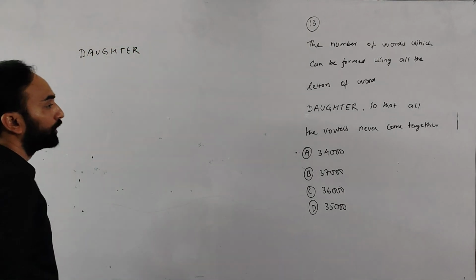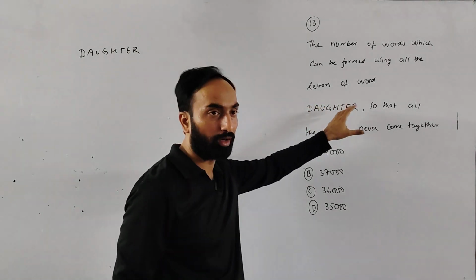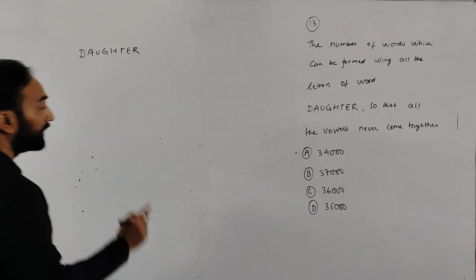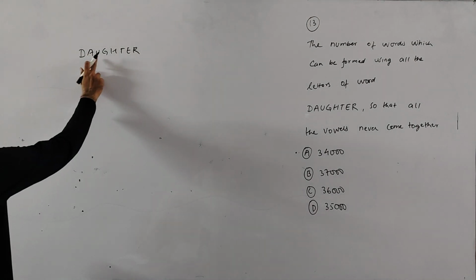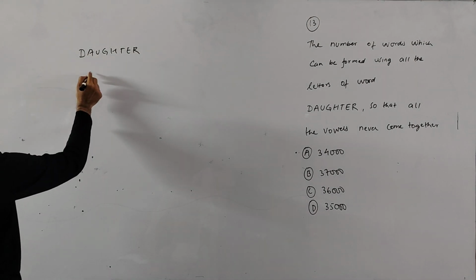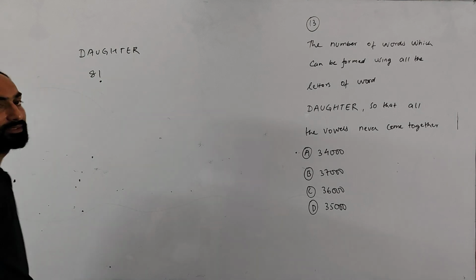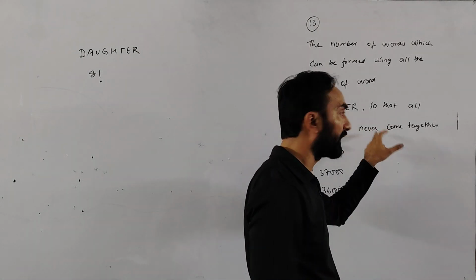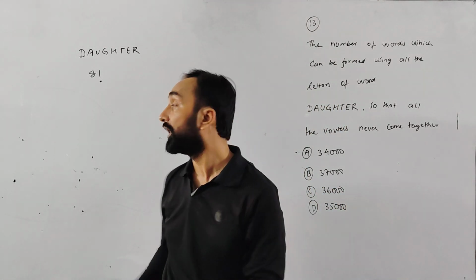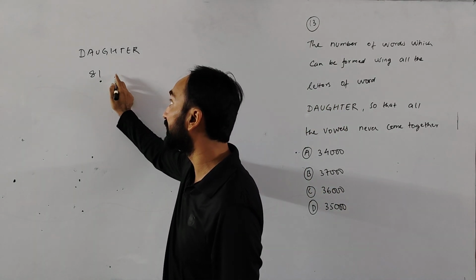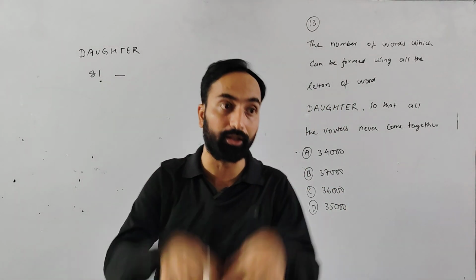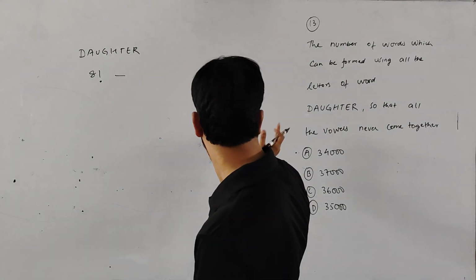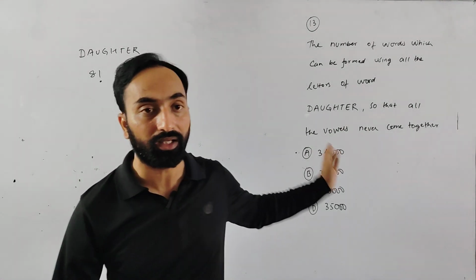So what we'll do, just see, we will write DAUGHTER: D, A, U, G, H, T, E, R. Let's see how many words we can form. The number of letters is 1, 2, 3, 4, 5, 6, 7, 8. So the total number of ways is simply 8 factorial. And they are asking that the vowels should never come together. So from the total cases, if we subtract the cases in which the vowels are together, that will give the answer. Total minus those cases where the vowels are together will give you the answer.